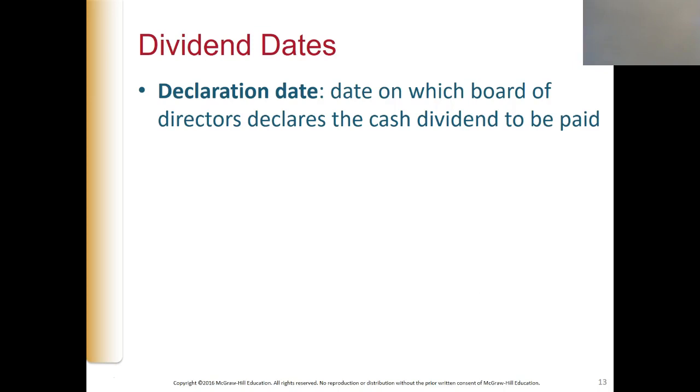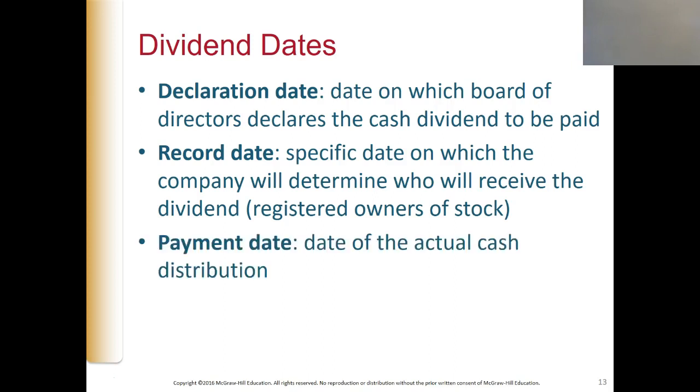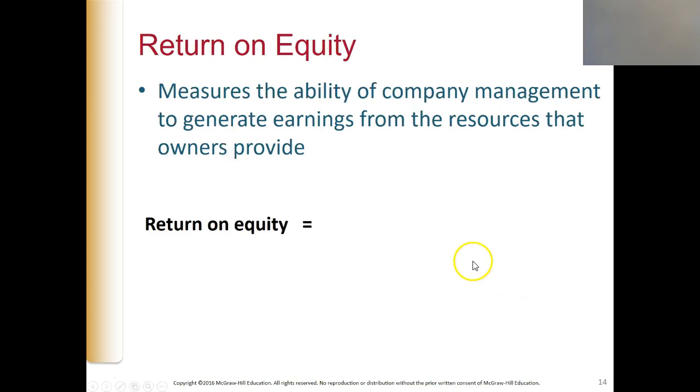There are 3 dates. The declaration date, that's when the board declares the cash dividend will be paid, and the dividend becomes a legal liability at this point. The record date, this is the date to which the company will determine who owns the stock. So whoever owns the stock at the end of this date, the record date, that's who will receive the dividends. Then there's the date of payment, and this is the actual date that the cash is distributed, usually sent out in the form of dividend plans or deposited into mutual funds.